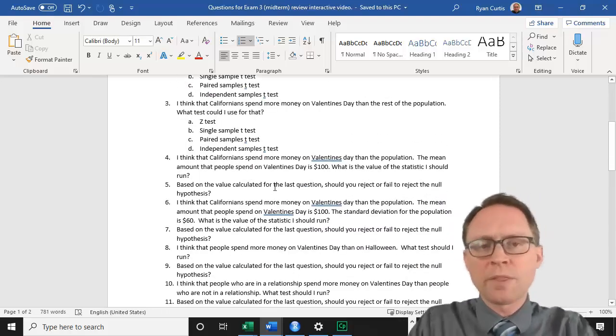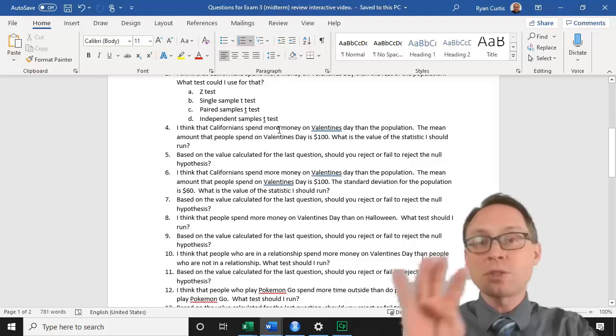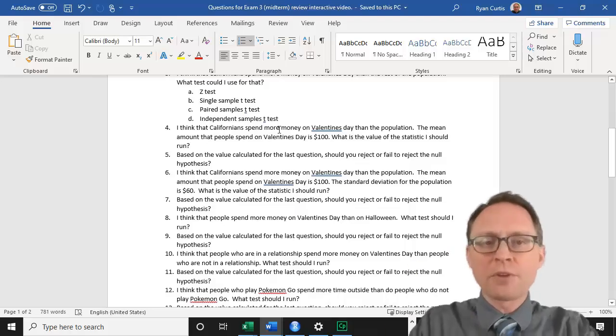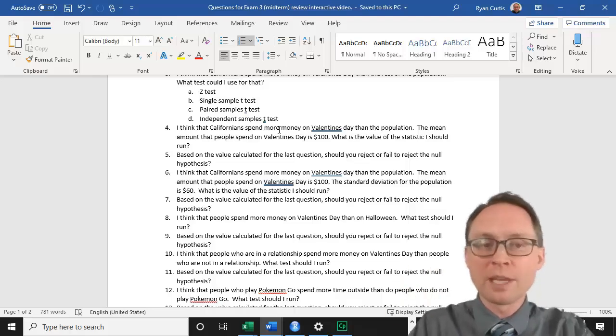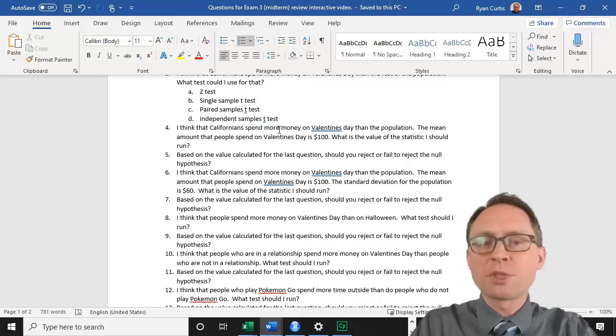Number 3, I think the Californians spend more money on Valentine's Day than the rest of the population. Oh, that's the one we just did. Sorry. Question 4. I think the Californians spend more money on Valentine's Day than the population. The mean amount that people spend on Valentine's Day is $100. That means the population's mean. What is the value of the statistic that I should run?